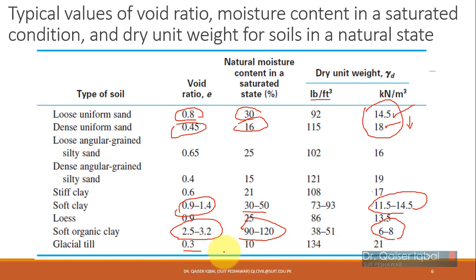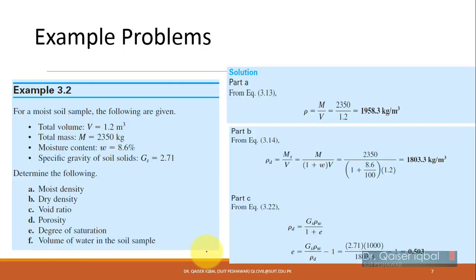On the other hand, glacial till, which we already discussed in the geological formation of the soil, is also one of the heaviest types of soil, which you can see over here. Their dry unit weight is the highest of all, and their void ratio is also very low. So they are usually a preferred choice for construction. We'll deal with them later on in the design problems.